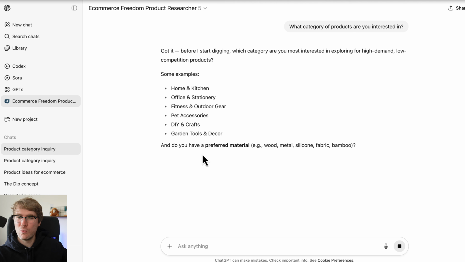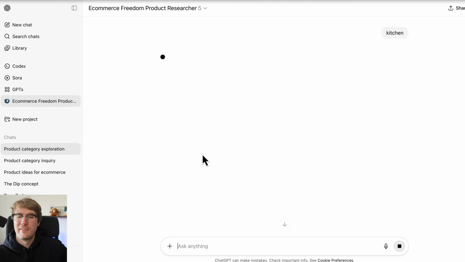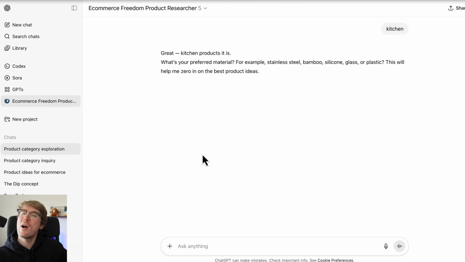I want to have a think. What kind of brand would I like to build? What kind of products would I like to manufacture? Why don't we go for kitchen? It's usually a good place to start because there's so many different products that you can manufacture for the kitchen, and they're all quite small, quite light, easy to make.